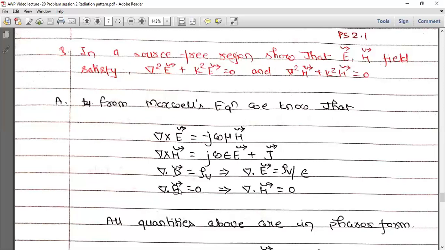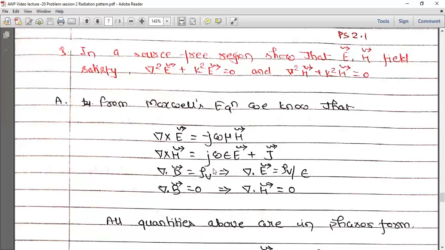B is the magnetic flux density. From the constitutive relation, we know that B is given by mu times H, where H is the magnetic field intensity. Correspondingly, we substitute B equal to mu H in this equation. So del dot mu H is equal to 0. Of course, mu is the permeability of the medium. Mu is constant, so we take it outside the divergence. And so what we have is del dot H is equal to 0.